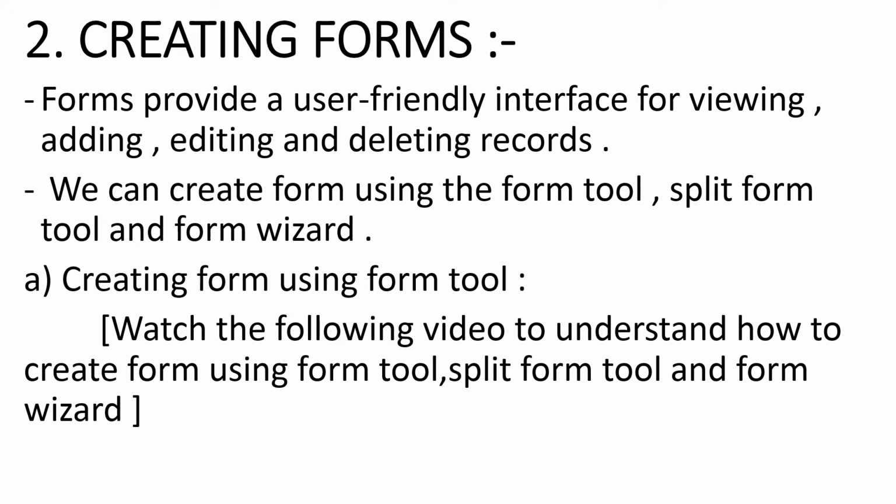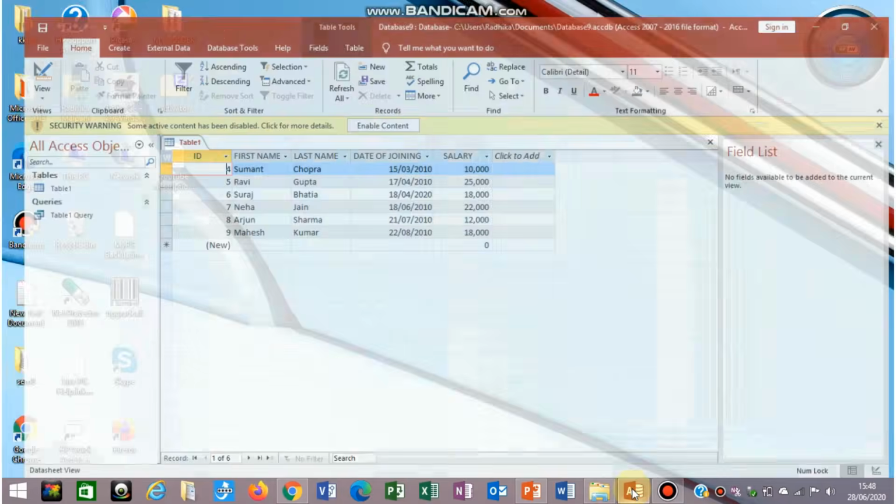Now we are done with how to create a query. We are moving towards how to create a form. A form provides a user-friendly interface for viewing, adding, editing and deleting records. To create a form, there are three methods available in MS Access: first is the Form tool, second is the Split Form tool, and third is the Form Wizard. Now you just need to watch the following video to know how to create a form using the Form tool, Split Form tool and Form Wizard.